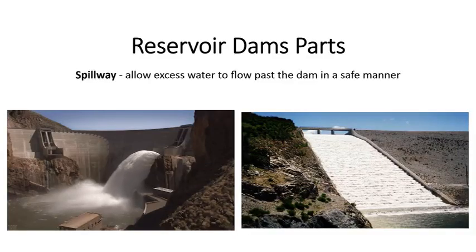Another important part here is the spillway, which allows excess water to flow past the dam in a safe manner. By safe manner, we were talking about the water not being too erosive, right? So once you are conveying water at high velocities, you get more erosive power.